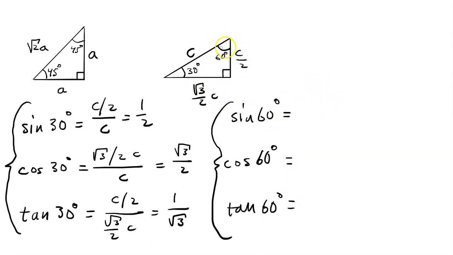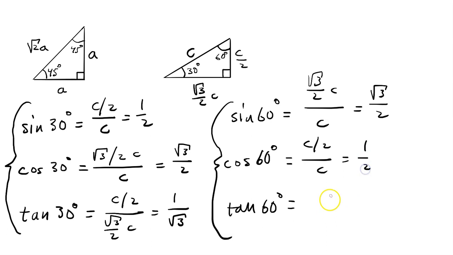So sine 60 degrees, we should have this angle. Then it's this one divided by that one. So this is just square root of 3 divided by 2. And cosine of that is this one divided by that one. So that's a half. So we see that that one corresponds to that one, that corresponds to that one. So we have the opposite between these 30 and 60. And then for tangent 60 degrees, we should have this one divided by that one. And we see that this is just square root of 3.